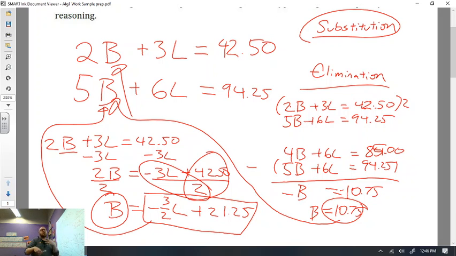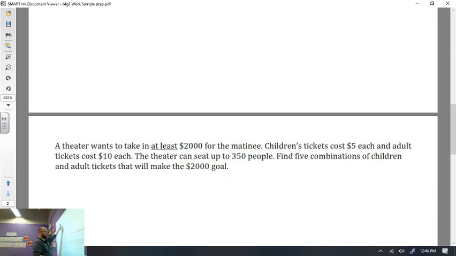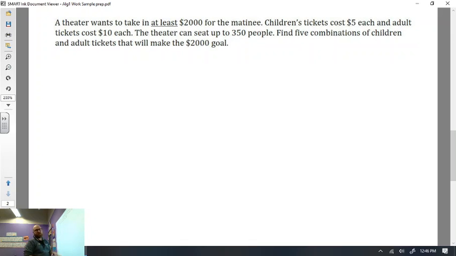Now that's the two main ways that we're going to solve a system of equations. We might get another type of way of thinking about systems of equations. So I'm going to go to this other example here. So let's look at this one. A theater wants to take in at least $2,000 for the matinee. Matinee, of course, is an earlier showing of a movie or a stage production. So they want to bring in $2,000 on that matinee, and they're going to have a couple of things they want to think about. They have children's tickets that cost $5 each, and adults tickets that cost $10 each. And the theater can seat up to 350 people. This specific example wants us to find 5 combinations of children's and adults that will make that work.